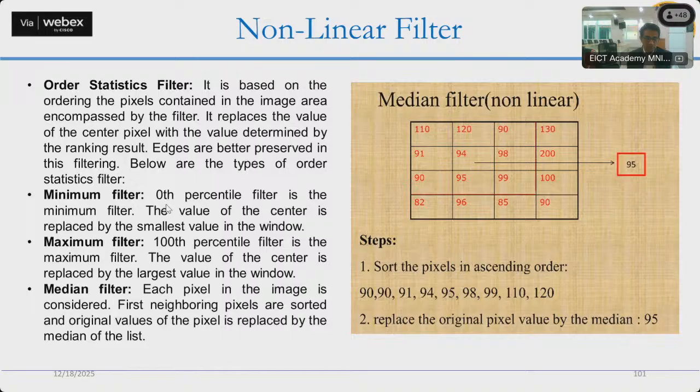So how do we do it? It has been told to you that we will use the non-linear filter for extracting different types of things. So how do we do that? You can see here. Each pixel in the image is considered. First, neighboring pixels are sorted and the original value of the pixel is replaced by the median of the list. Right?